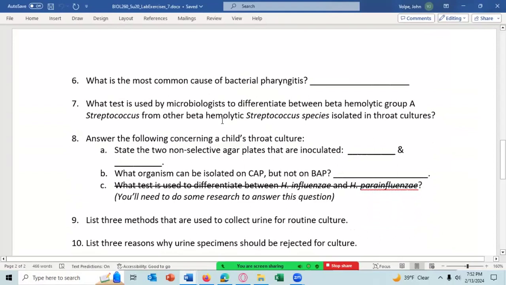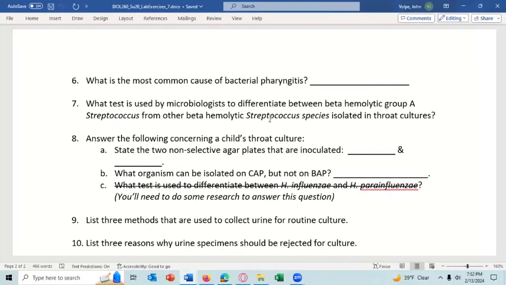7, what test is used by microbiologists to differentiate between beta hemolytic group A streptococcus and other beta hemolytic streptococcal species isolated in throat cultures? You do not need to run the catalase test here because we're only looking at members of the Streptococcus family, and all members of the family are catalase negative. Any question on that? All right.